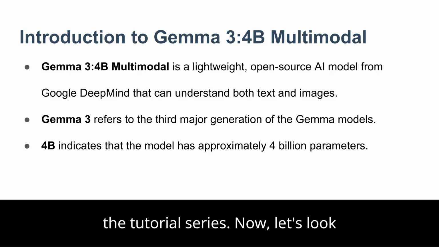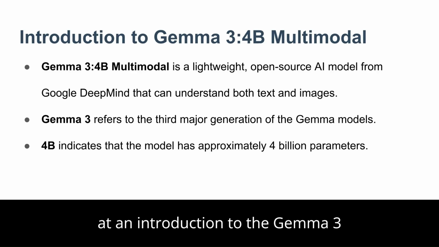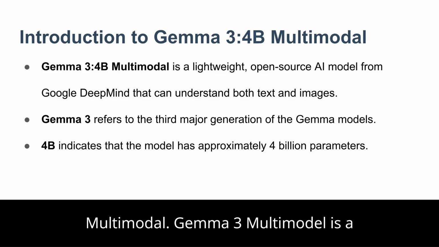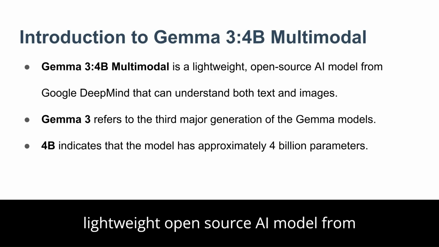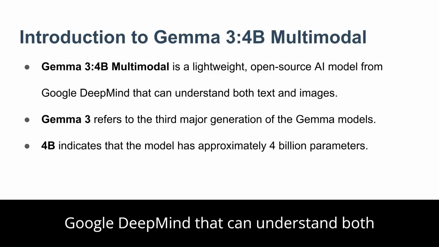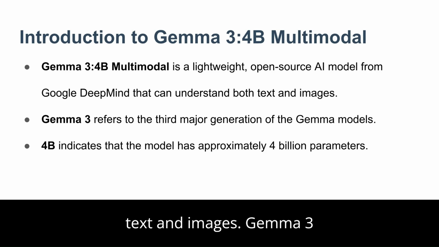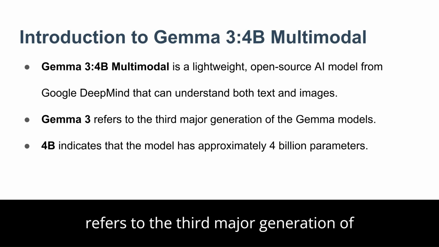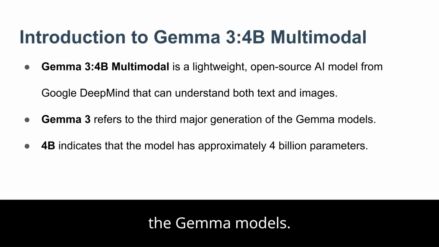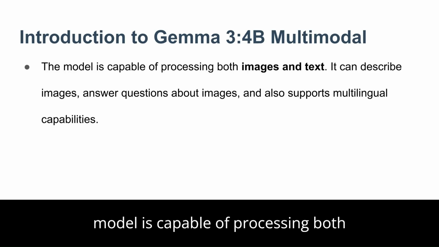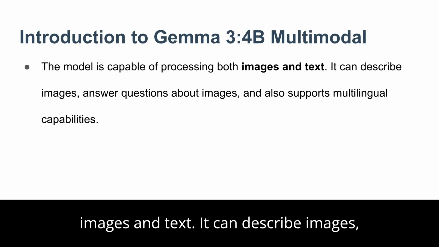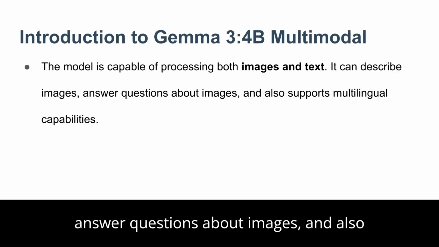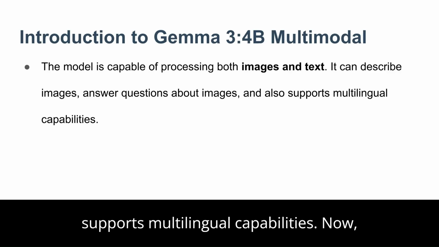Now, let's look at an introduction to the Gemma 3 multimodal. Gemma 3 multimodal is a lightweight open source AI model from Google DeepMind that can understand both text and images. Gemma 3 refers to the third major generation of the Gemma models. 4B indicates that the model has approximately 4 billion parameters. The model is capable of processing both images and text. It can describe images, answer questions about images, and also supports multilingual capabilities.